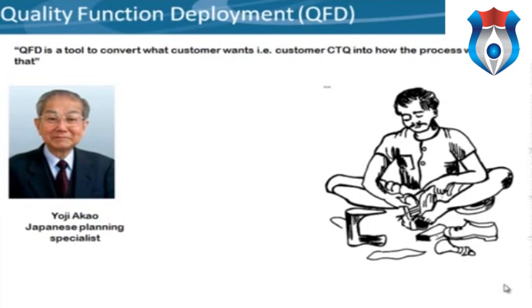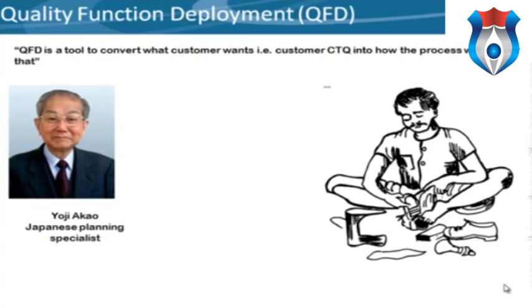Hi all, in this video we are going to talk about quality function deployment, one of the most frequently used tools in Design for Six Sigma. We'll talk about what quality function deployment is, where we can use it, and what the benefits of quality function deployment are. Then later on we'll see how we use quality function deployment in real life, with a couple of examples.